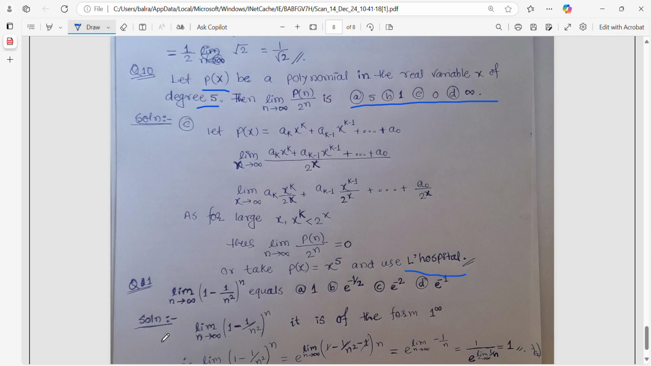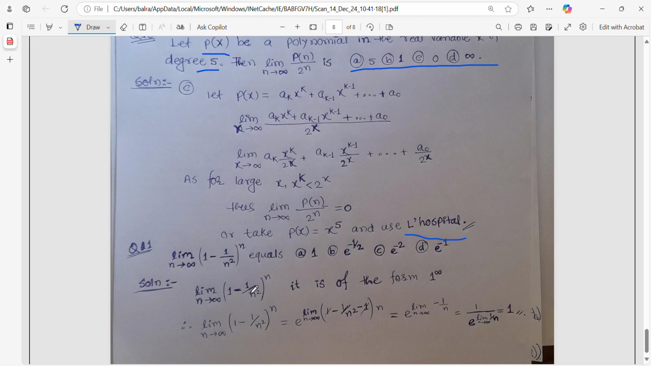If you put n as infinity, 1 by infinity is 0, so it is of the form 1 to the power infinity. So we will write it in this form. We know that if it is 1 to the power infinity form, then we can write this as e to the power limit n tends to infinity, this into this one minus 1, and this n will get cancelled. So minus 1 by n, n tends to infinity, 1 by infinity 0, e to the power 0, it is 1. So its answer is 1.